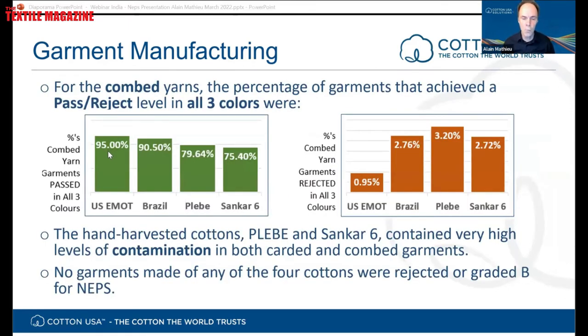For the comb yarns, on the left, you have the percentage of garments that passed in all colors. On the right, you have the percentage of garments that were rejected in all three colors. The consultants again commented that hand harvested cotton contains a high level of contamination in both carded and comb yarns. It's important to mention that none of the garments made of any of the four cottons were rejected or graded B for NEPS.